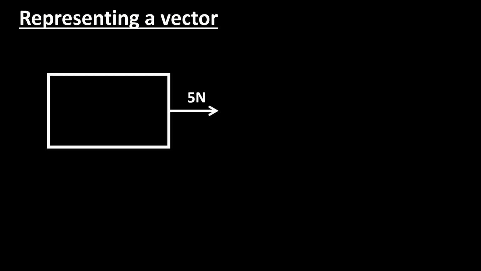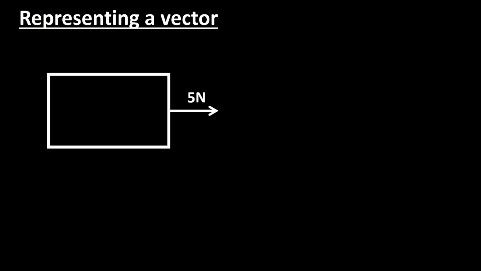First, let's see how to represent a vector. To represent a vector, you need a suitable scale. For example, let's say we represent 1 Newton in 1 centimeter. So 1 centimeter is equal to 1 Newton. That's our scale. Now let's say we need to represent this vector.